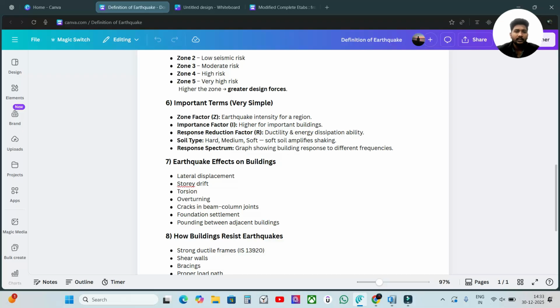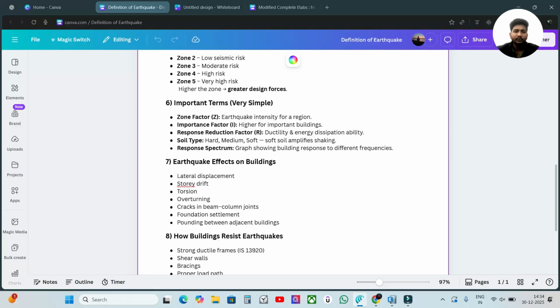Zone factor, that is Z, is the earthquake intensity for a region. Importance factor I is higher for the important building. The response reduction factor relates to ductility and the energy dissipation ability. And the soil type is hard, medium, or soft. Soft soil amplifies the shaking. We will see the reason for the soil type and all these things.